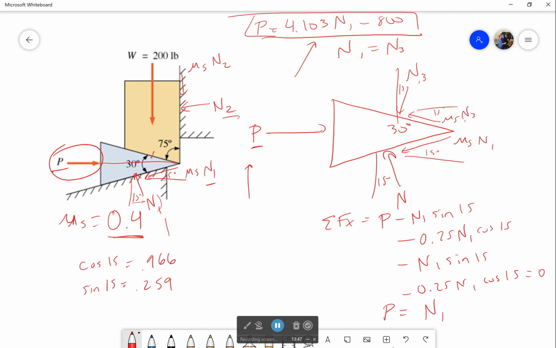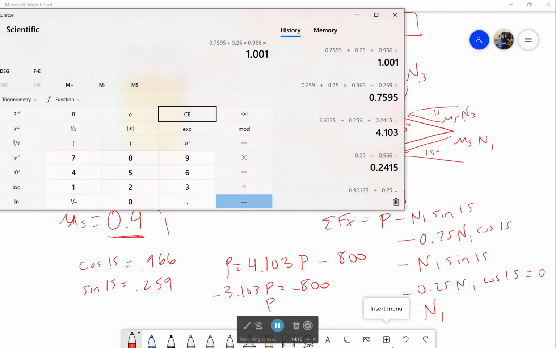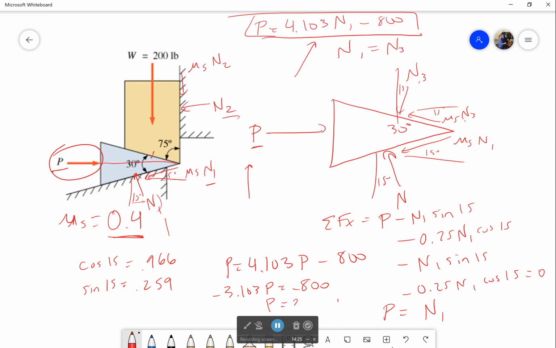So, going back to my original equation then, what I'll have is that P is equal to 4.103P minus 800. And if I subtract it from the other side, I get negative 3.103 P is equal to negative 800. Whew. And if I solve, P is going to be equal to 800 divided by 3.103. That'll be equal to 257 pounds. 257 pounds to move this upwards.